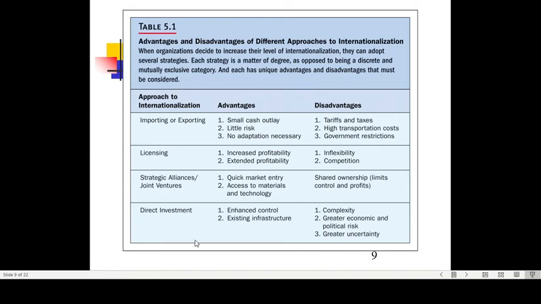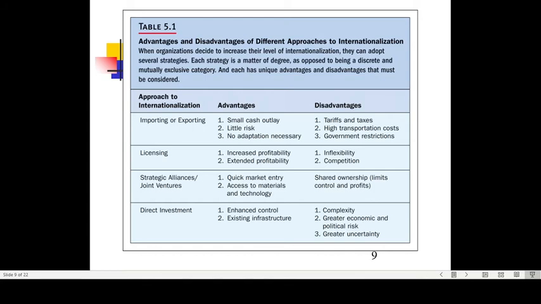Next, we have direct investment. Direct investment, one of the advantages of this is enhanced control and existing infrastructure. Because you are just investing your money, for example, in the stock market. You have invested your money in SM Group. It is already existing infrastructure. It is already an existing business wherein you are just investing your money. It has enhanced control, that you can control your money. If ever you wanted to pull out your money in that company, you can do it any time of the day.